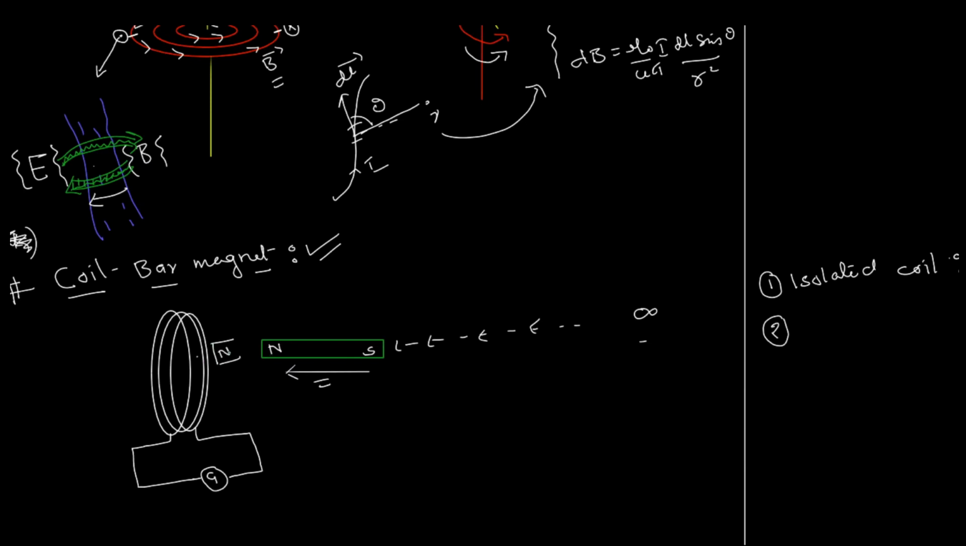And let's say we stopped there. Then suddenly the galvanometer was showing zero deflection. Please listen to every word I'm saying here. When the magnet went close and then stopped, suddenly the galvanometer stopped showing deflection.